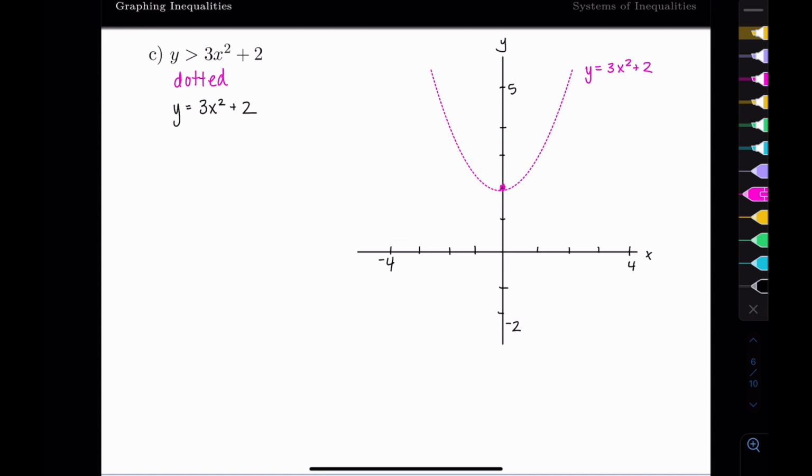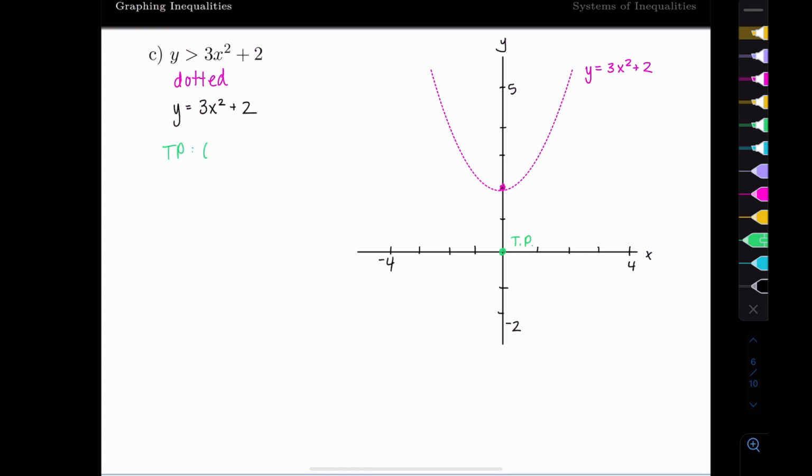And again, I'm either going to shade here above the parabola, or I'm going to shade below it. One of those two regions will satisfy the inequality. From this, I could figure it out. I can pick y values that are bigger than 3x squared plus 2. So I'm going to end up shading the values that are bigger than the parabola. But again, if you don't recognize that, pick your test point. And again, 0, 0 works great.